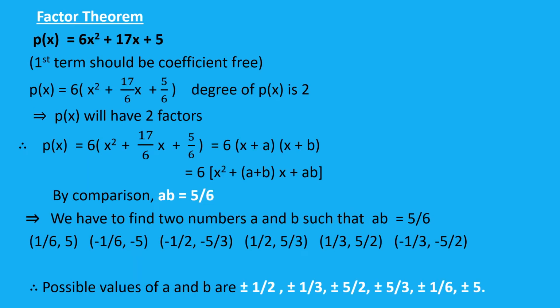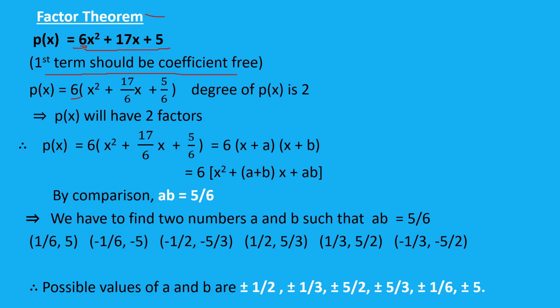Now we will solve the same question again by using the factor theorem. So P(x) is given as 6x² + 17x + 5, right? Whenever we are using the factor theorem, the first term should be coefficient free. Now we can see here the coefficient of the first term is 6. So make the first term coefficient free. We will take 6 common. So within the bracket what is left? x² + 17/6 x + 5/6.